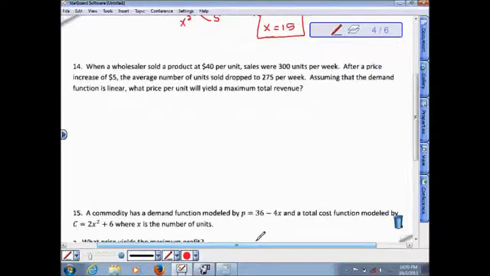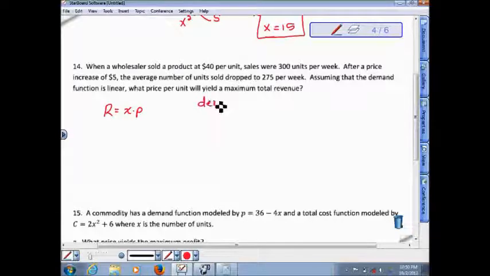Okay, number 14 is going to take a lot of work. It's asking what price per unit will yield the maximum revenue. The problem is they didn't give us a price function or a revenue function in here. The revenue is equal to x, the number of units sold, times the price that they were sold for. Now, this price function I'm talking about here is the demand function. This is what we talked about on Tuesday, October the 1st.